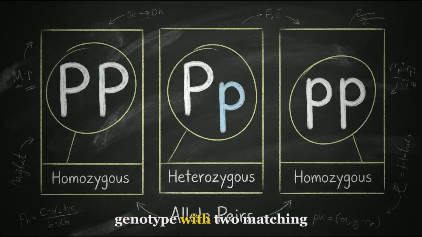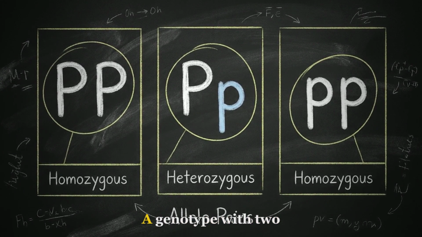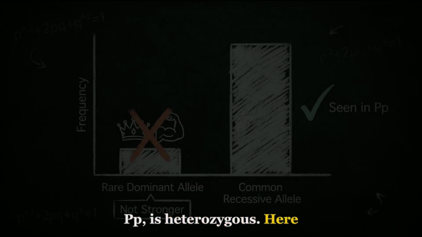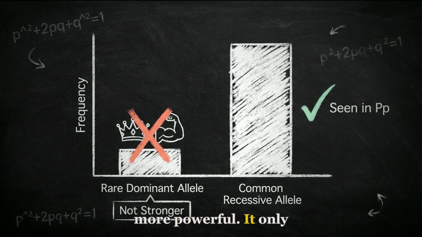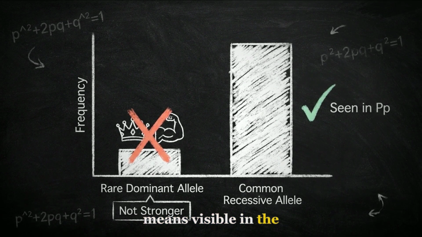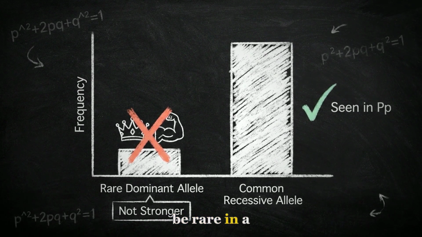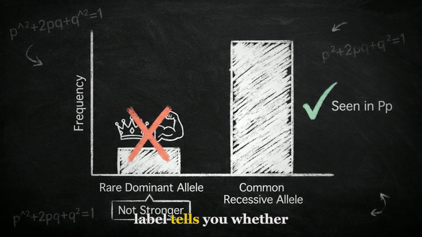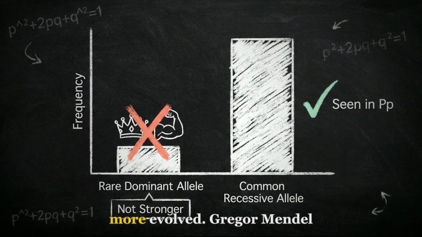A genotype with 2 matching alleles, such as PP or pp, is homozygous. A genotype with 2 different alleles, such as Pp, is heterozygous. Here is the key sentence. Dominant does not mean more powerful. It only means visible in the heterozygote for that trait. A dominant allele can be rare in a population. A recessive allele can be common. Neither label tells you whether a trait is helpful, harmful, normal, unusual, or more evolved.